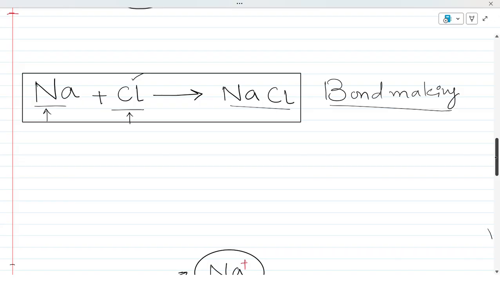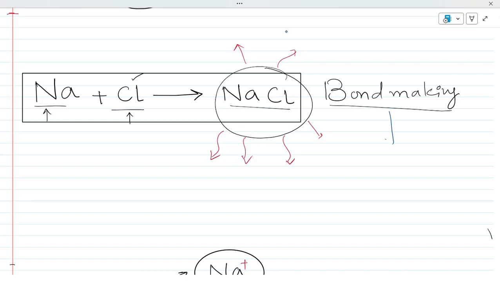Now whenever this sodium chloride is made, as a result it releases energy into the surroundings because it is now stable. So a stable compound always has less energy than the reactants. So when energy is released, it means the bond making process is an exothermic process.